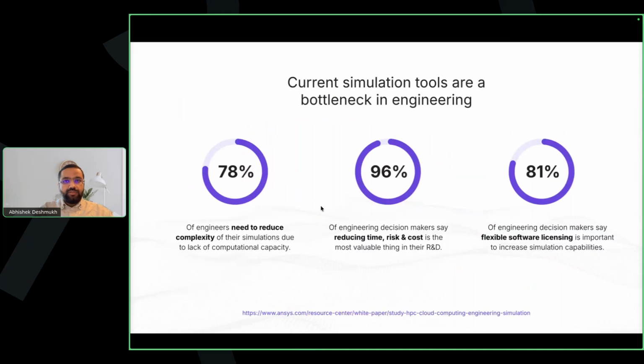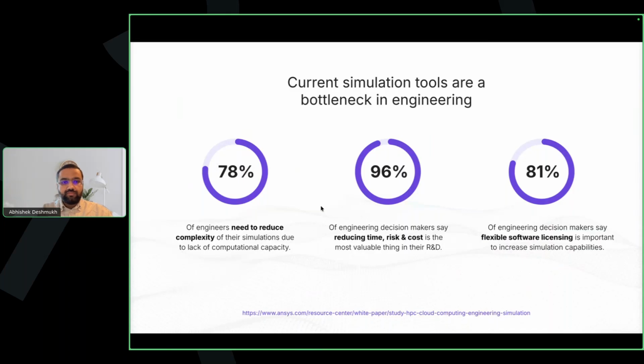It's an established fact that today's simulation tools are a bottleneck in engineering. Many design engineers would like to have more computational capacity.